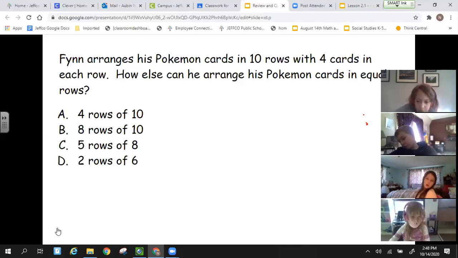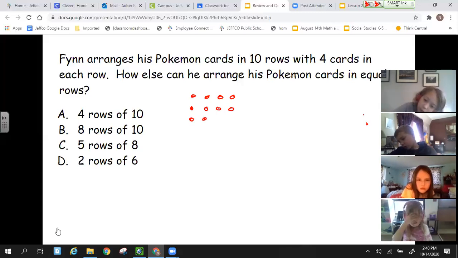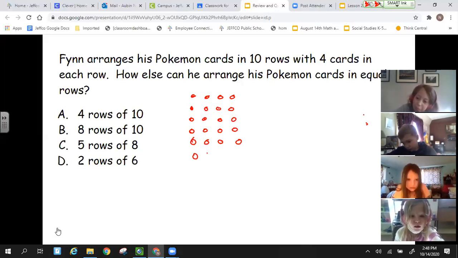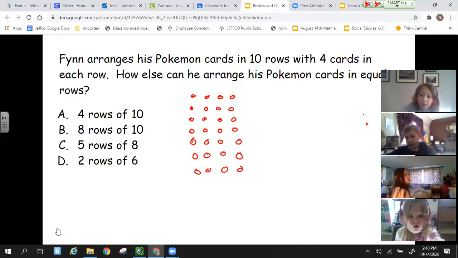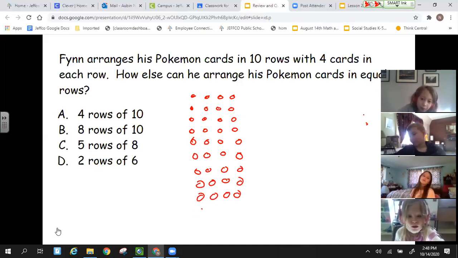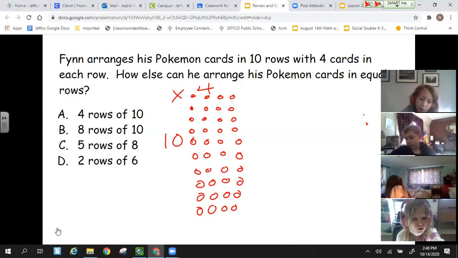Well, let's think. He has 10 rows with 4. 1, 2, 3, 4. 2, 2, 3, 4. 3, 2, 3, 4. 4, 2, 3, 4. 5, 2, 3, 4. 6, 2, 3, 4. 7, 2, 3, 4. 8, 2, 3, 4. 9, 2, 3, 4. 10, 2, 3, 4. So this is a 10 by 4 array.